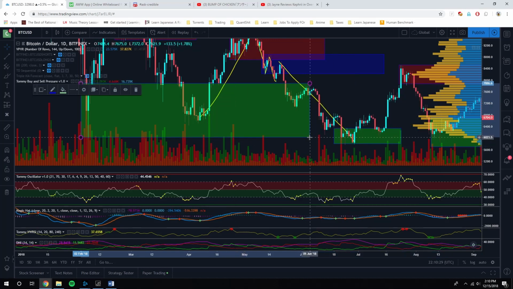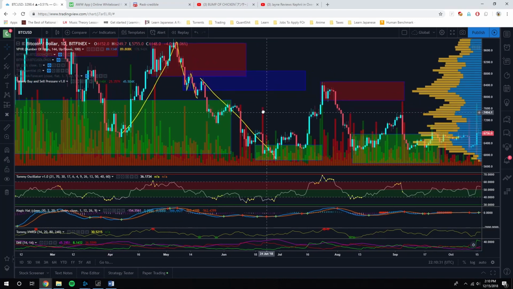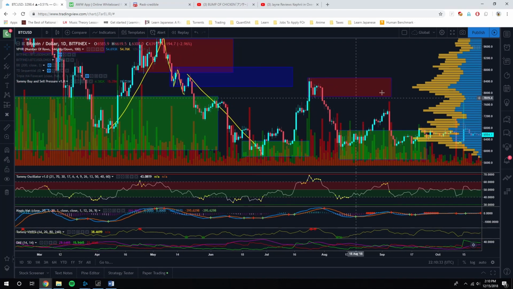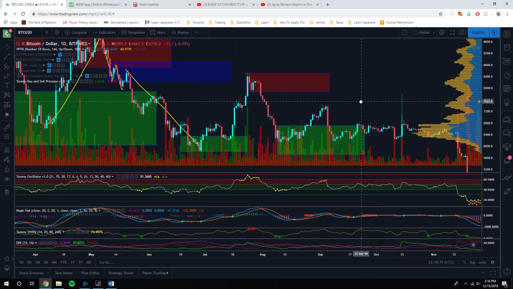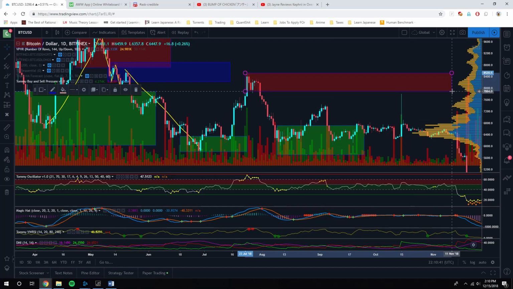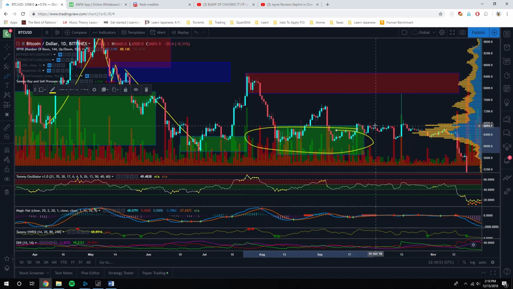So yeah, I think this is probably enough examples actually. This is a terrible example because this is not confirmed. This is not a confirmed example. But I mean, you could have used this as a target for this long over here. You could have used this primary order block as a take profit target if you went long on this order block. You could have sold into this primary order block.